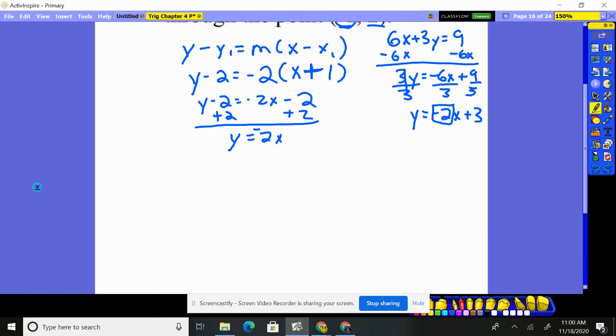So I just need to move my 2x over. I'll move it over by adding. I put my x first, then my y equals. So what is that? That's a 0. 0 is a number. That's okay. So here's our equation in standard form. 2x plus y equals 0.